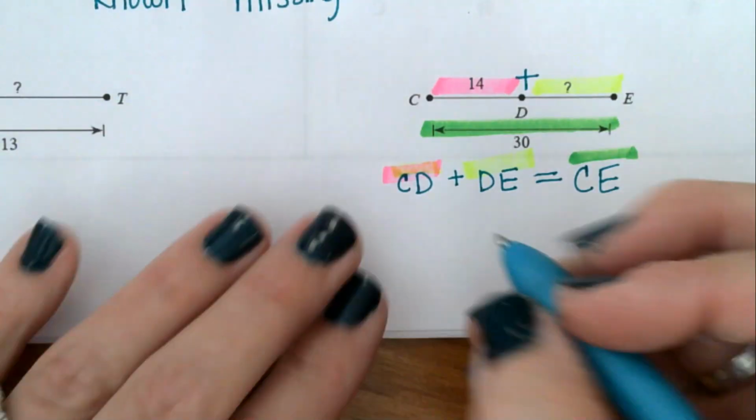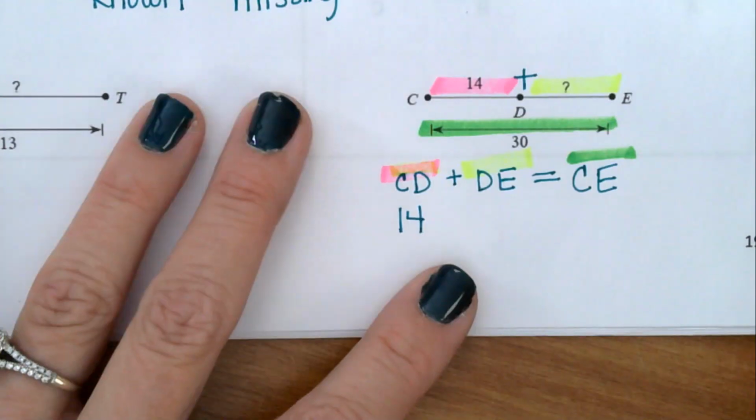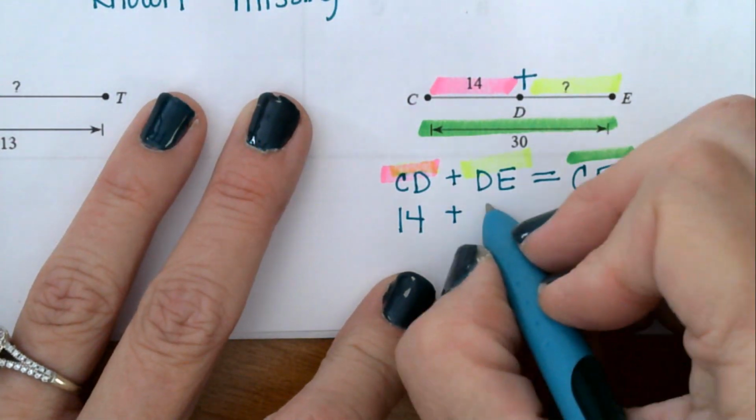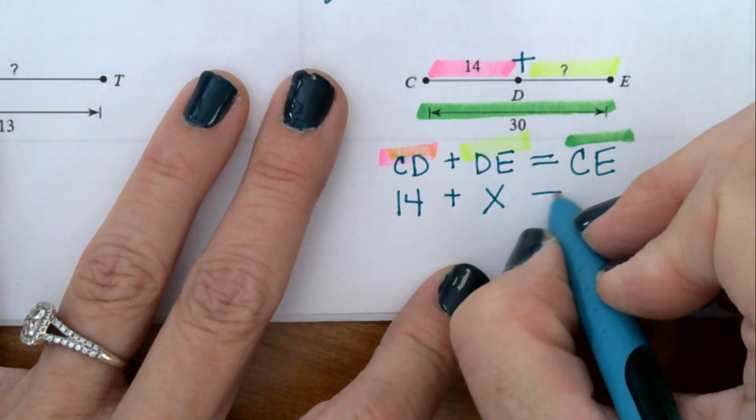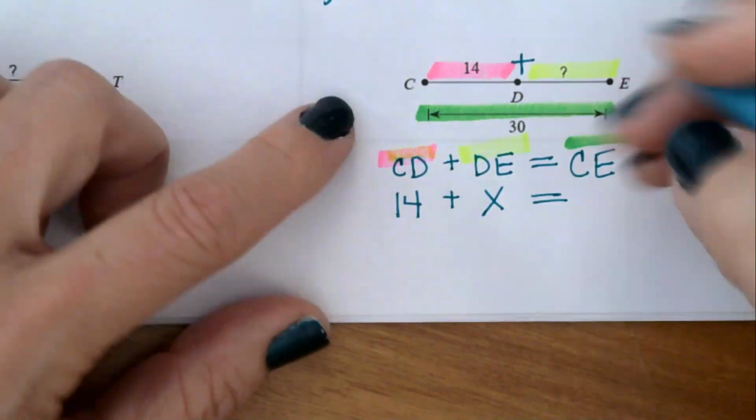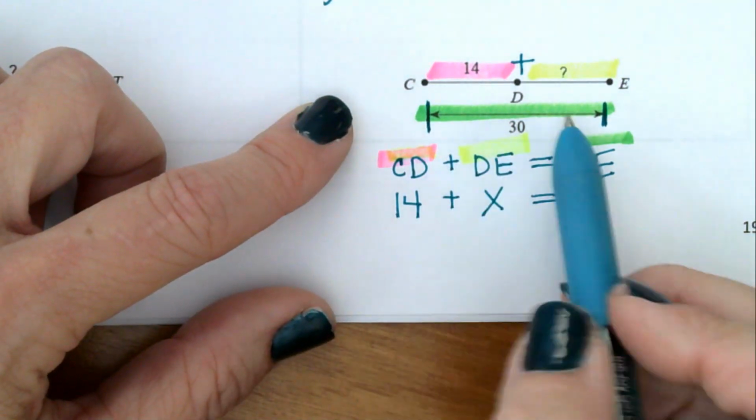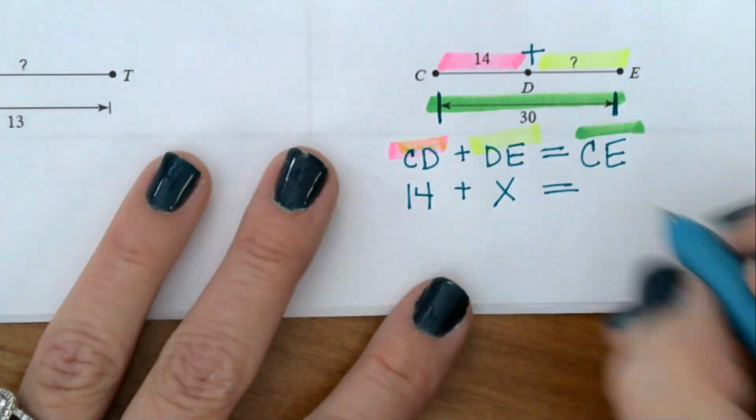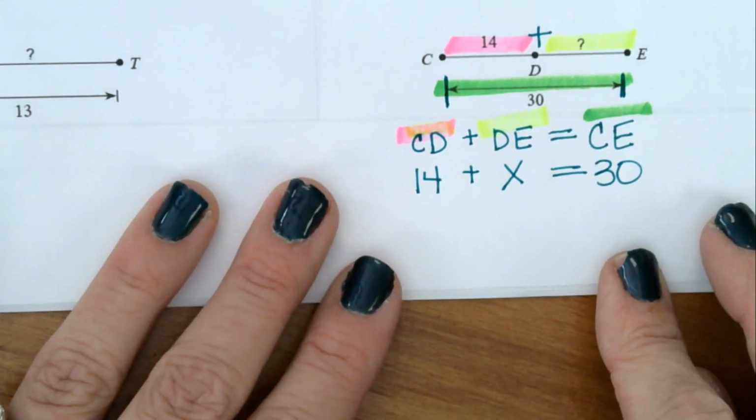Now, fill it in. What do we know about CD? We know it is 14. DE, do we know what it is? No, give it an X. X marks the spot. It's a little treasure map. We're going to go find it. And then CE, look, do you see this bar right here and this bar right here and how that arrow goes all the way between them? So that entire distance is how much? 30. Okay, oh, that's nice and easy.